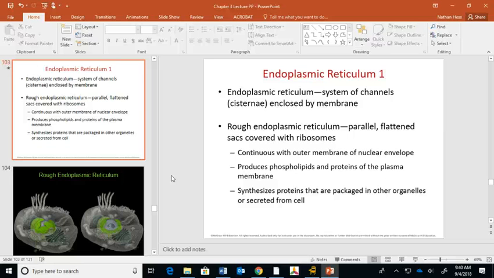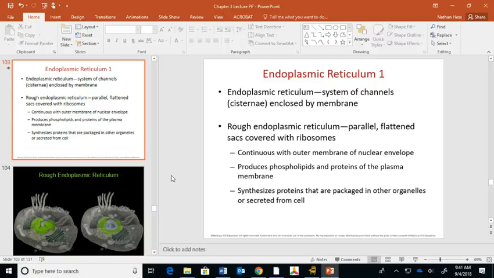The rough ones, they're rough because attached to these endoplasmic reticulum are little things called ribosomes. And the ribosomes we'll talk about in a minute, they create proteins, right? Their whole job is to synthesize proteins. Okay? So the rough ER are covered with ribosomes for protein synthesis.